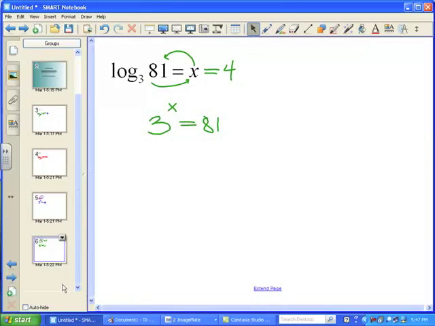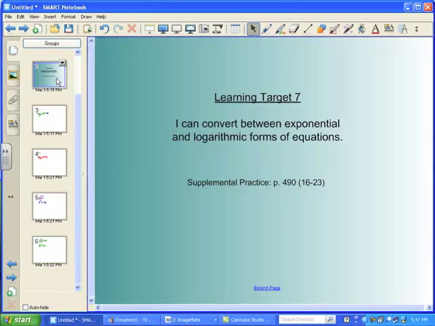All right, so that's it. That takes care of learning target 7, which is how to convert between exponential and logarithmic forms of equations. And we'll see you again soon for another learning target involving logarithms.